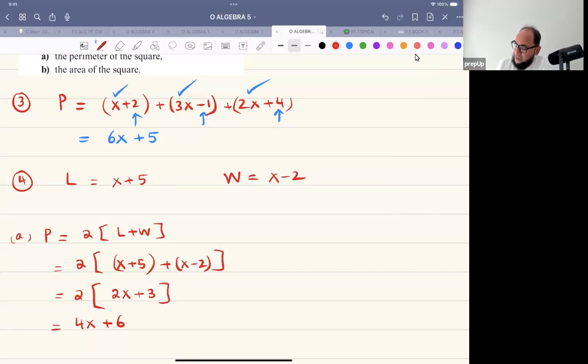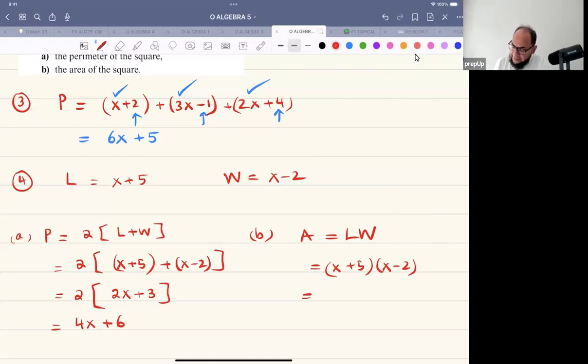So the perimeter part is done. Let me now focus on the other part, that is the area. Area is length into width. That is x plus 5 into x minus 2. Simplify it out. So therefore, I'm just moving my iPad a bit.